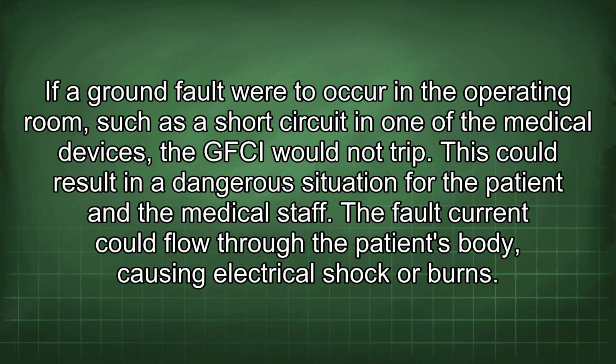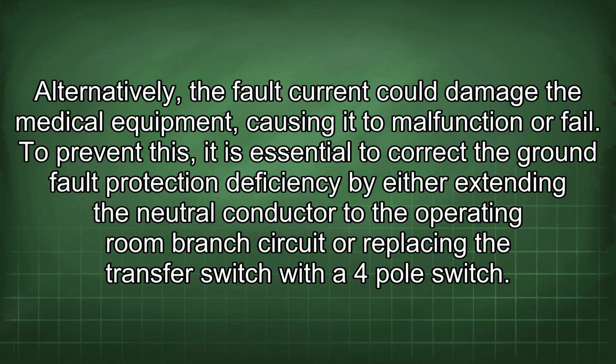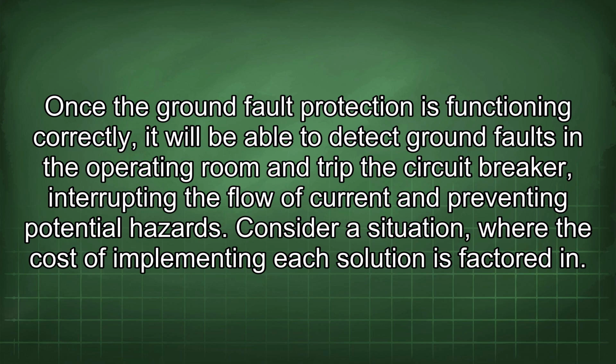This could result in a dangerous situation for the patient and the medical staff. The fault current could flow through the patient's body, causing electrical shock or burns. Alternatively, the fault current could damage the medical equipment, causing it to malfunction or fail. To prevent this, it is essential to correct the ground fault protection deficiency by either extending the neutral conductor to the operating room branch circuit or replacing the transfer switch with a 4-pole switch. Once the ground fault protection is functioning correctly, it will be able to detect ground faults in the operating room and trip the circuit breaker, interrupting the flow of current and preventing potential hazards.